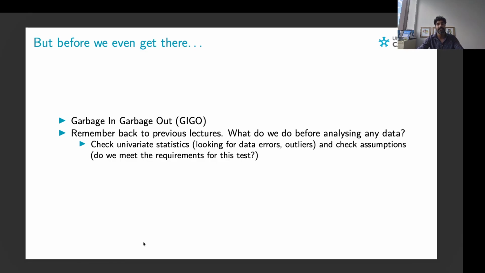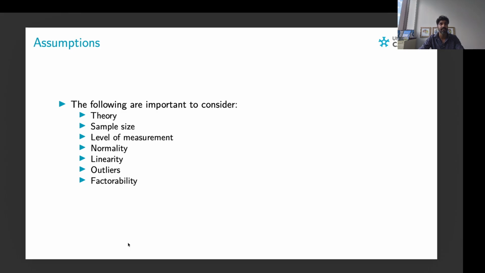So before we get into analyzing our data that I've fictitiously created and collected from you, let's check the assumptions. So what are the assumptions we have to consider? We have to consider the theory, what makes sense there, the sample size, level of measurement, normality, linearity, outliers, factorability. So we'll cover all of this right now with assumptions.